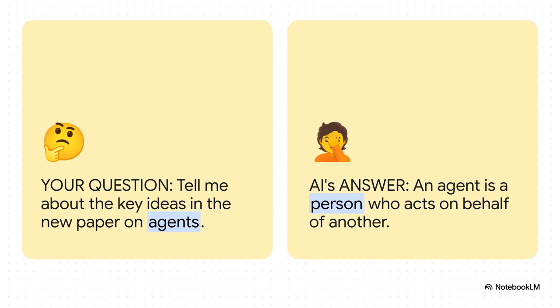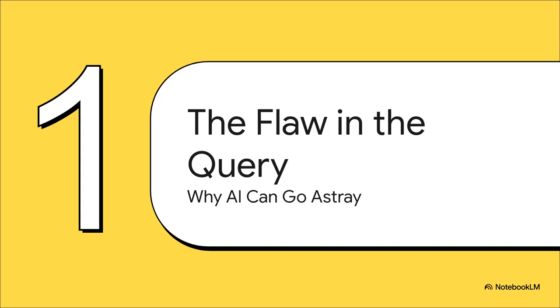You're obviously talking about AI agents. But the AI comes back with, an agent is a person who acts on behalf of another. Thanks, I guess. It completely missed the context, even though your question felt totally specific. So what's actually going wrong here? Well, the problem usually isn't that the AI doesn't have the information. The real flaw is in how it searches for that information based on that single question you gave it.